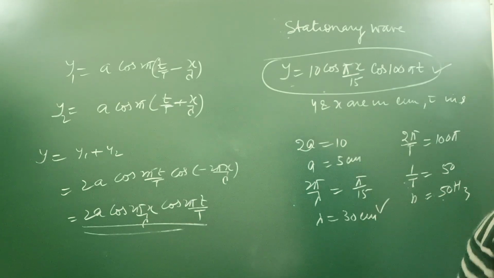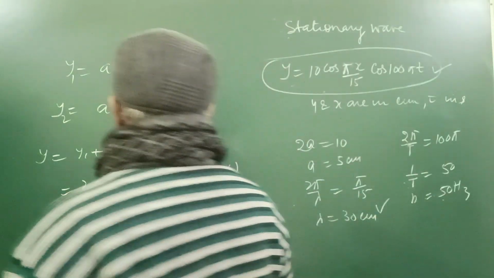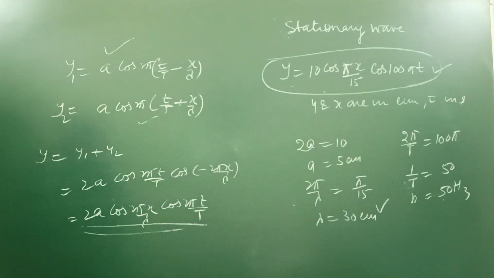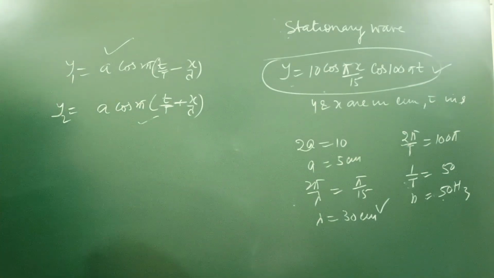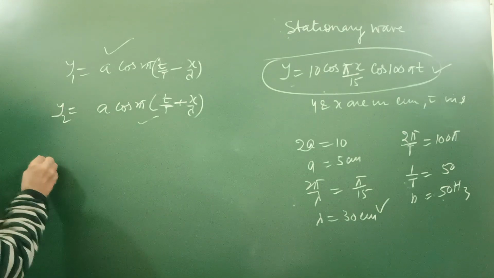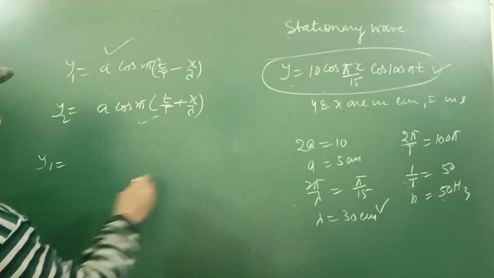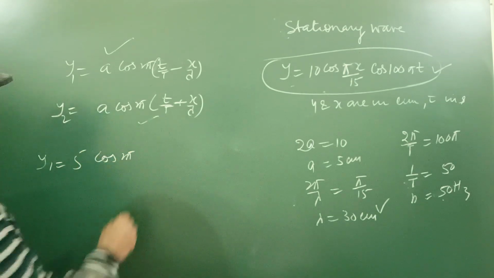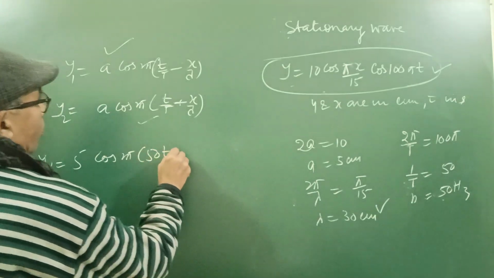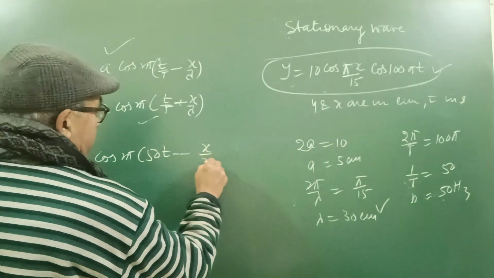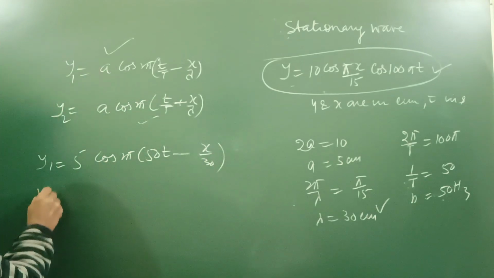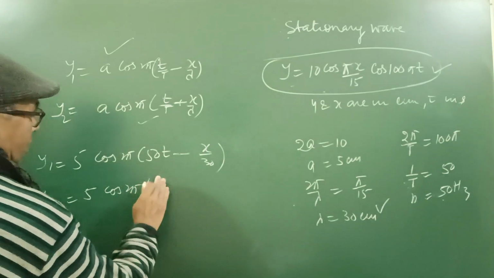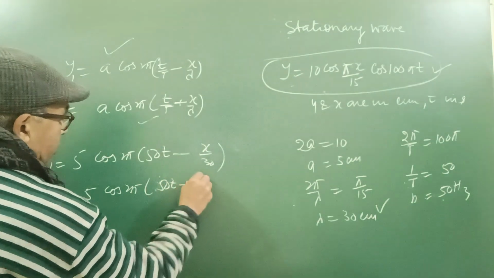Now you are asked the equation of the initial waves. Our initial waves will be these. So what will the equation be? y1 equal to 5 cos 2 pi (50t minus x upon 30), and y2 will be 5 cos 2 pi (50t plus x upon 30).